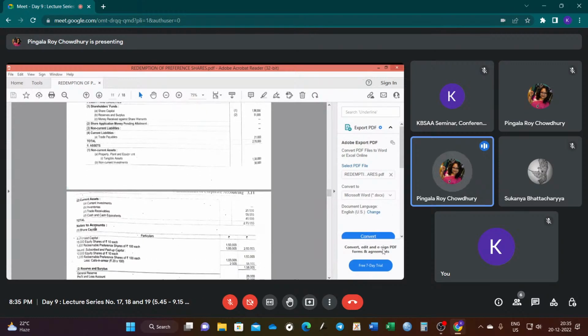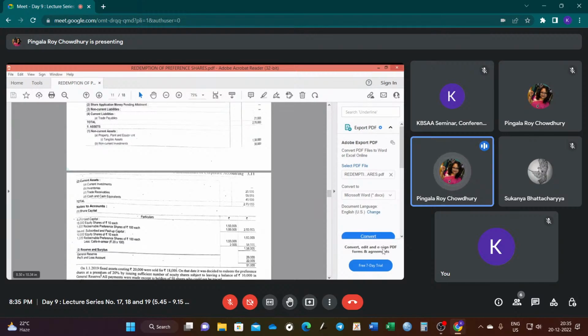Now the total bifurcation of your share capital is given here. You have authorized capital of 15,000 equity share and 1,000 redeemable preference shares, and issued and subscribed paid up capital is 10,000 equity share and 1,000 redeemable preference share. But what you have to concentrate on is, see here it is written 1,000 redeemable preference shares of rupees 100 each, 1 lakh, less calls in arrear 20 rupees for 100 shares. So that means 100 shares have not been fully paid up. There is a calls in arrear of rupees 20 each. So these 100 shares cannot be redeemed. This is what you have to keep in mind.